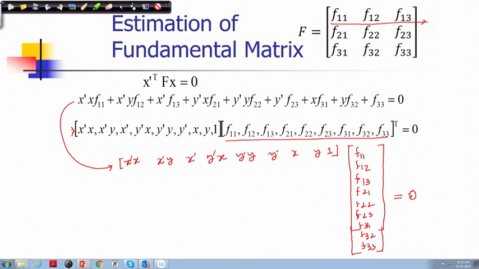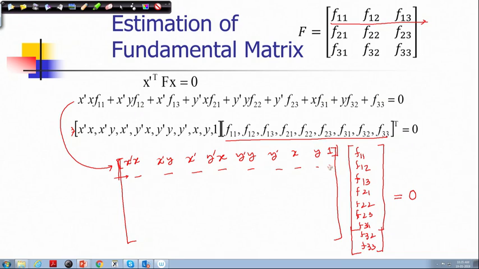So, that means I can represent all these equations in a general matrix form. All the coefficients of those equations will come in this matrix. This is for the first pair of points. For the next pair of points, once again I will put these elements, observations, and I can write this equation. In this way, if I know n pairs of points, each one will give me one equation.